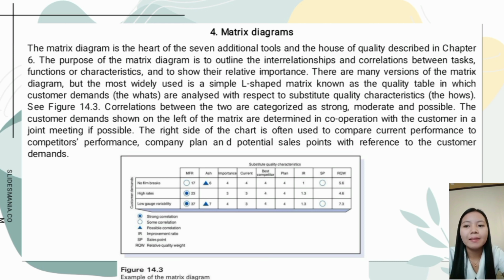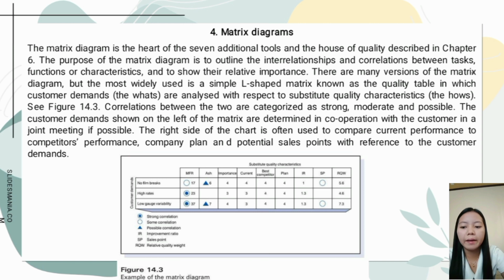The customer demands shown on the left of the matrix are determined in cooperation with the customer in a joint meeting if possible. The right side of the chart is often used to compare current performances to competitors' performance, company plans, and potential sales points with reference to the customer's demands.